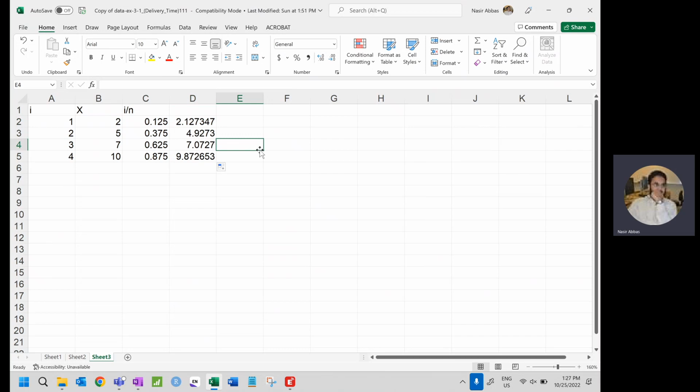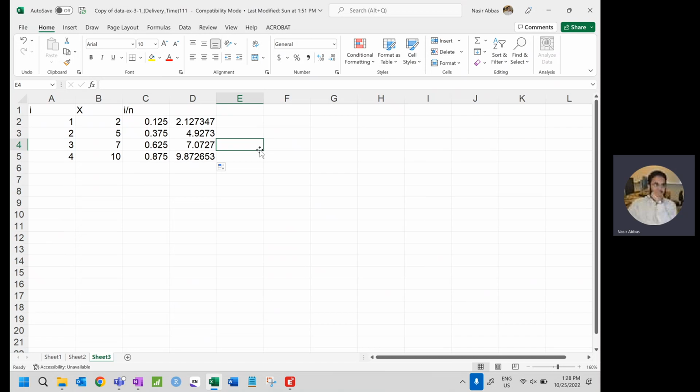Now look at column B. In the normal distribution, we expect the 12.5th percentile to be 2.12. We expect the 37.5th percentile to be 4.9 something. We expect the 62.5th percentile to be 7.07. And we expect the 87.5th percentile to be 9.87.